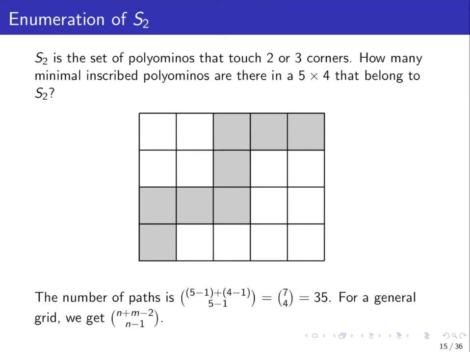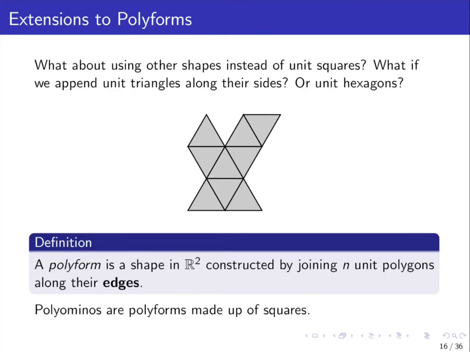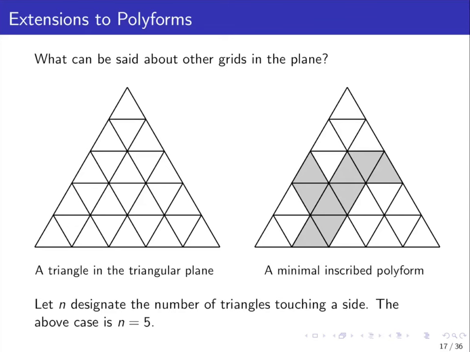So what we're going to do is generalize the enumeration of minimal inscribed polyominoes to minimal inscribed polyforms. So a polyform is very similar to a polyomino. Instead, we use a general unit polygon. So we could use unit triangles or unit hexagons, and here we can see an example of a polyform formed with unit triangles. Polyominoes can then be thought of as polyforms made up of squares. So the question I asked for my thesis was pretty simple. What can be said about other grids in the plane?